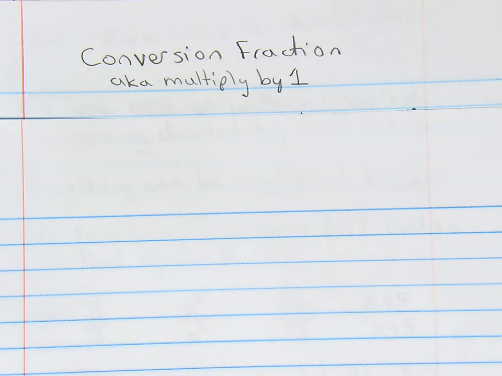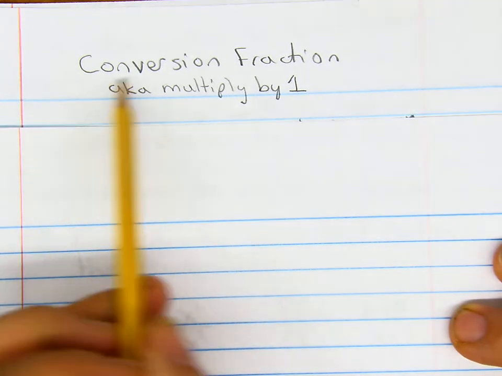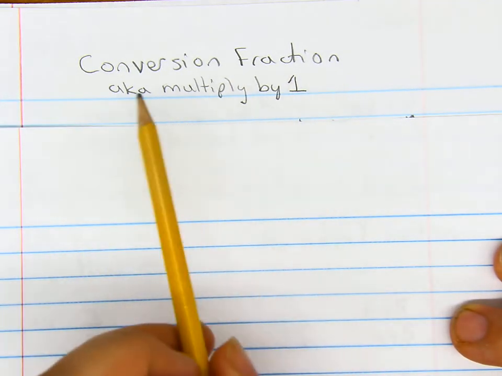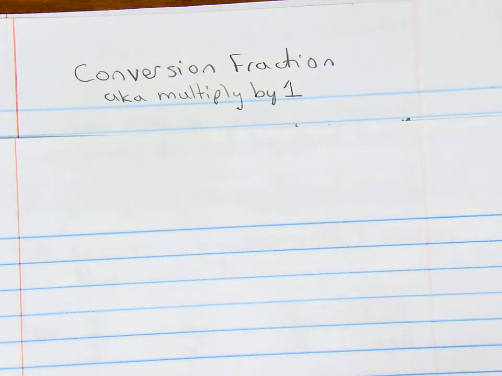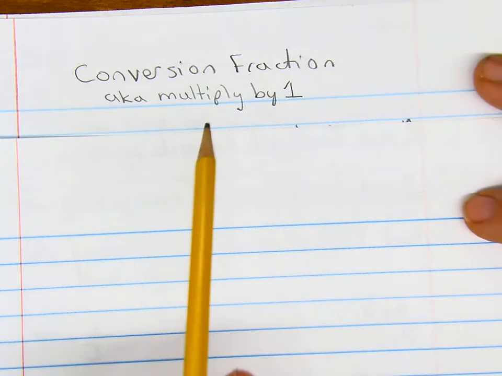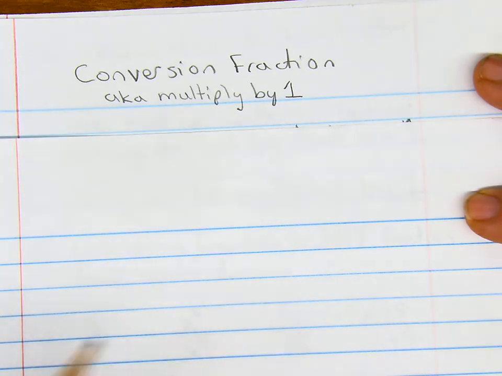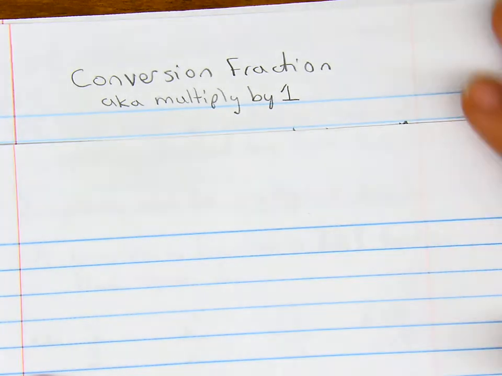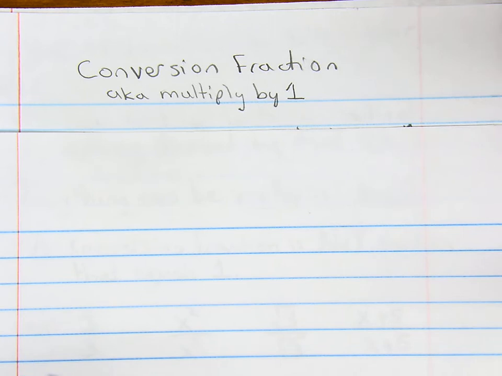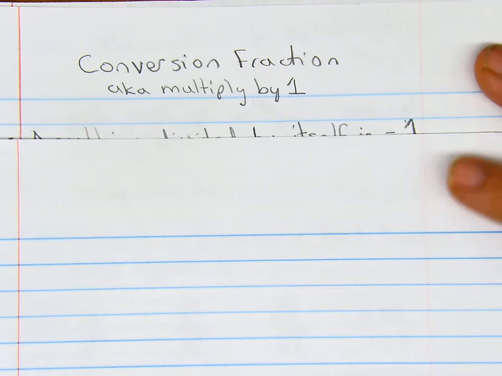So in this video, we're going to be looking at conversion fractions. There are a lot of different ways that different people refer to these fractions. It's also known as multiplying by 1. I like to sometimes say multiply by a fraction equal to 1. And they're all meaning the same thing.